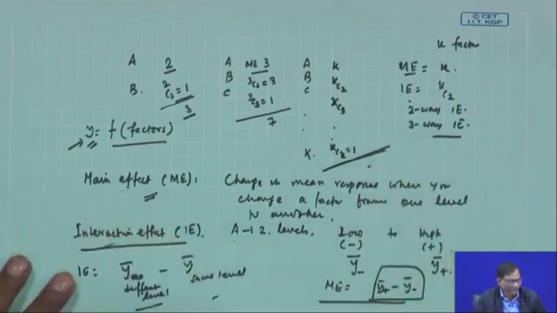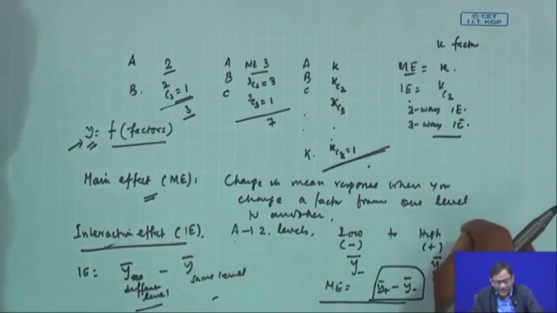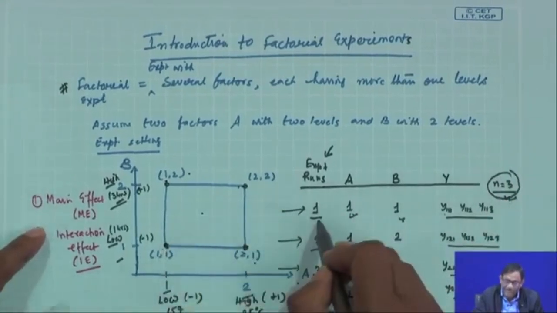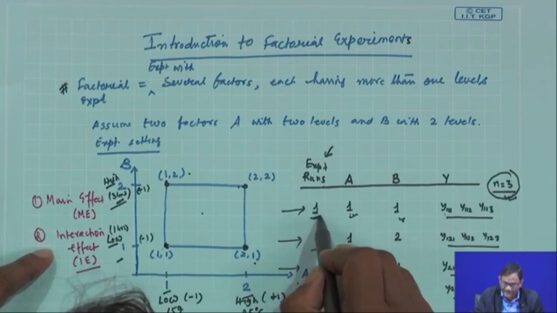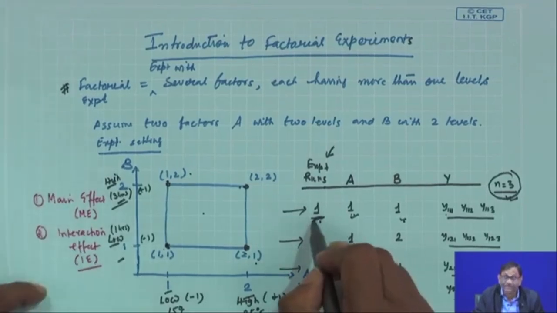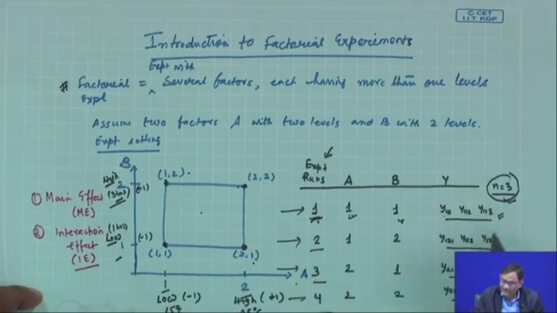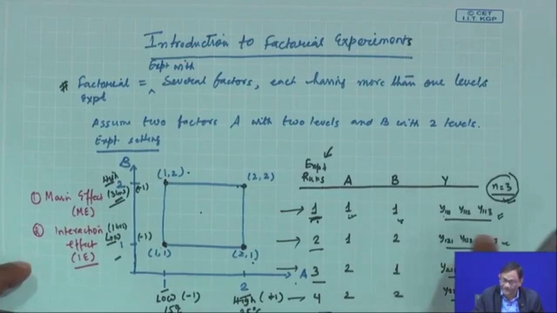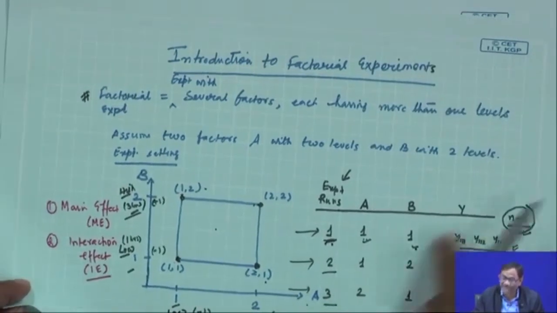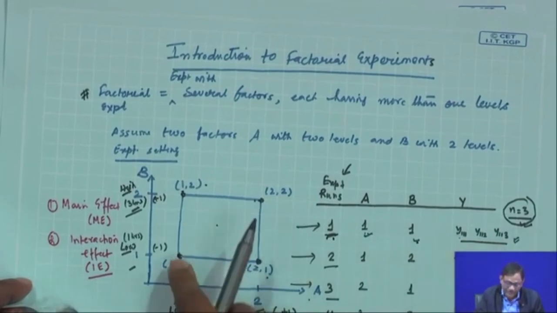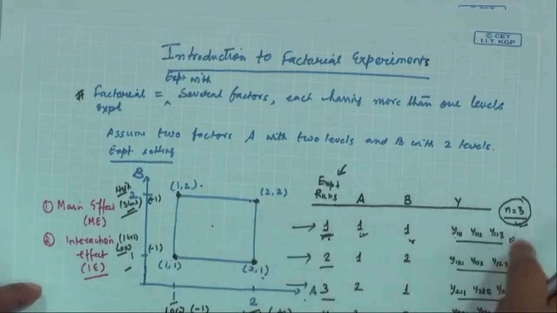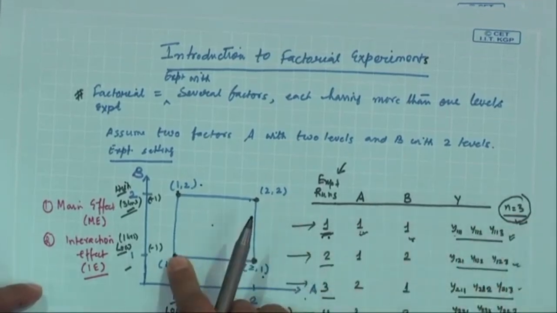Okay. So, in addition to this, please remember the replication will also be there in each experimental run or experimental setting. For every treatment combination, there will be different replicated experiments. So, in that case you will have more than one y value at each experimental setting, or at each treatment combination, you will have n number of values.